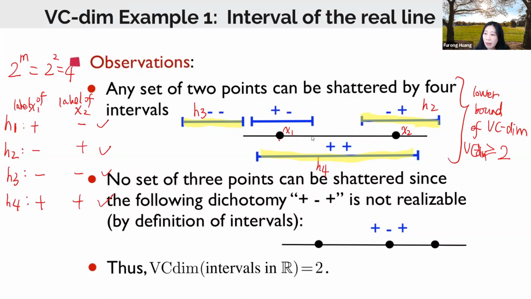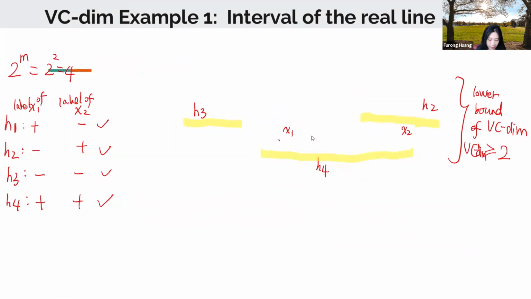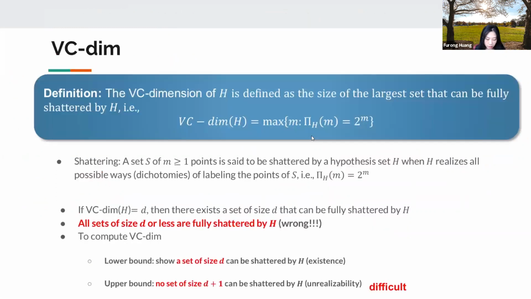So now we think about the upper bound. So what is the upper bound? The upper bound of the VC dimension basically requires that you cannot find such a set that can be fully shattered by H. So as long as it's D plus 1, for any set with D plus 1 points, it cannot be fully shattered by H, okay?